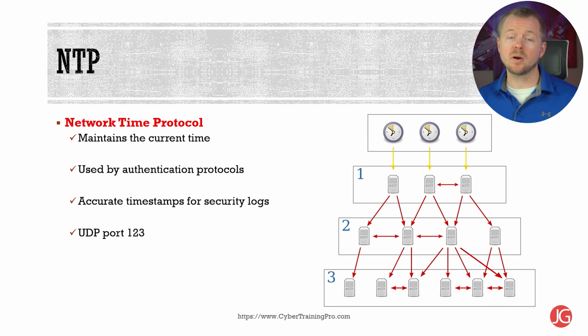The Network Time Protocol, or NTP, is another protocol that we need on networks, and it maintains the current time. Now, NTP really isn't a security concern, but authentication protocols need it to sync things up, and you want to keep accurate time so that your security logs accurately track events. NTP uses UDP port 123.